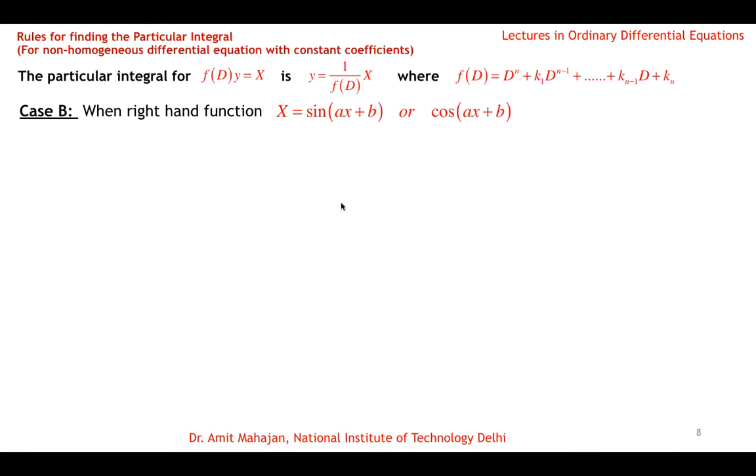The second case: again we are given a non-homogeneous system. Its particular integral will be 1 by operator on X, where the operator is this. In the second case, the right-hand side function, capital X, is a trigonometric function, sine or cos: sin(ax + b) or cos(ax + b). Then what will happen?